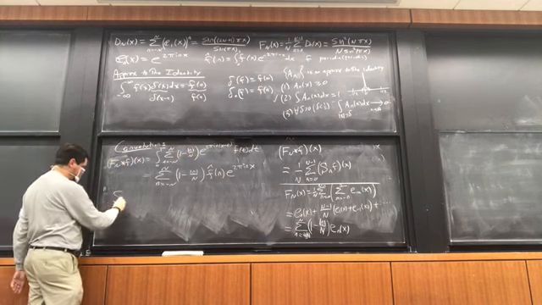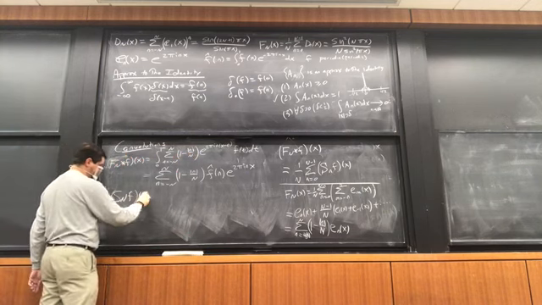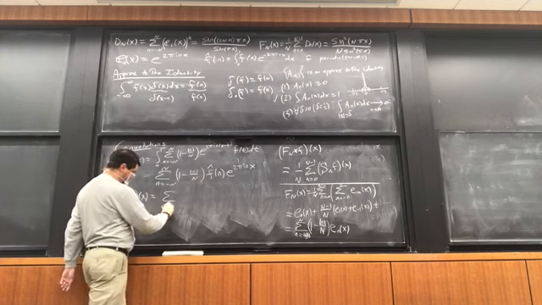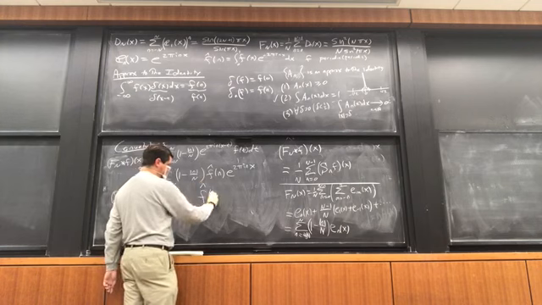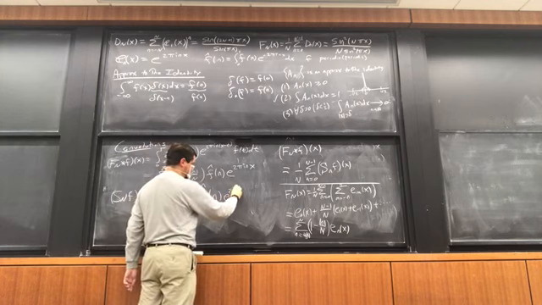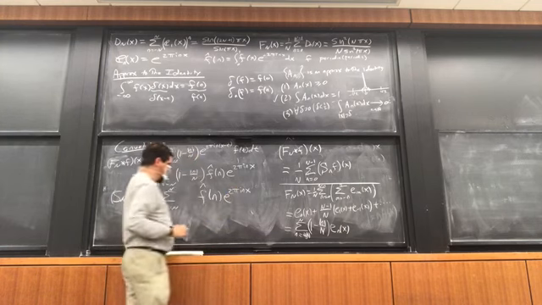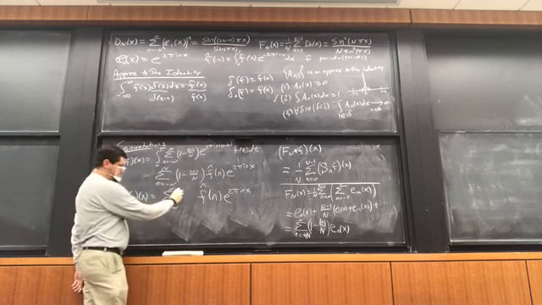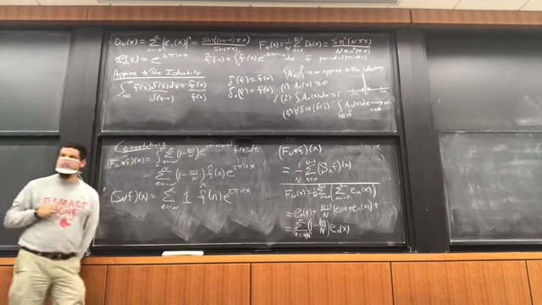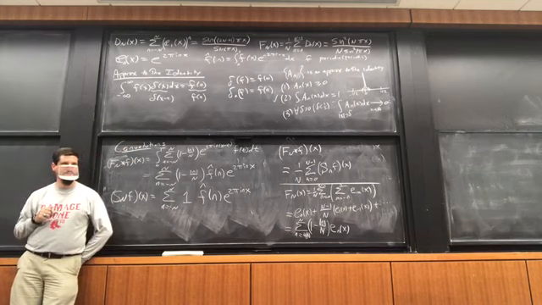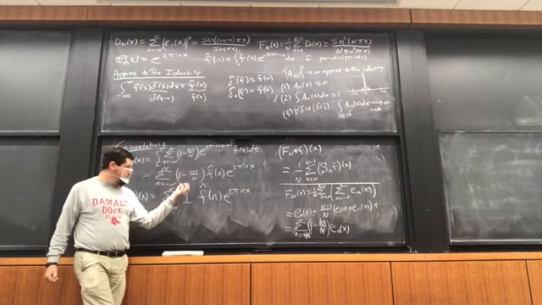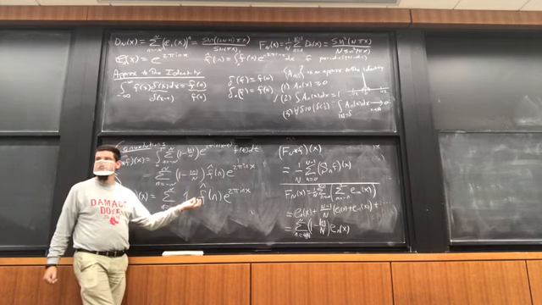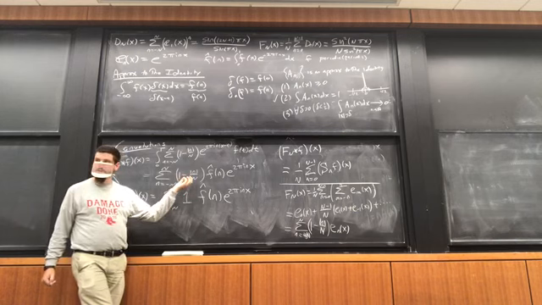And recall, S_N f of x is the sum, n goes from minus N to N, of f hat of n e to the 2 pi i n x. And so, to be extremely pedantic, I will put a 1 here. That's all we're doing. All we're doing is we're weighting the Fourier coefficients by this factor here.